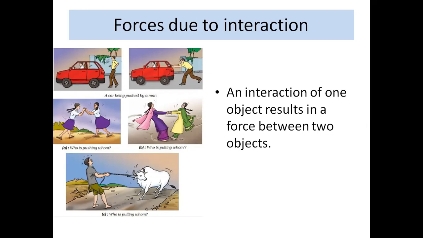So now what we can conclude from this is that there is an interaction of one object with another, which results in a force. So when can we say that there is force? There has to be an interaction between the two objects. Only then we can say that there is force.